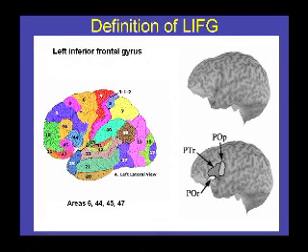So our definition then of left inferior frontal gyrus is Brodmann's areas 6, 44, 45 and 47. So I've shown Brodmann's map on the left. And then on the right, pars triangularis, pars opercularis and pars orbitalis. We were aiming to stimulate in pars opercularis as our posterior site, and then on the border of pars triangularis and pars orbitalis as our anterior semantic site.